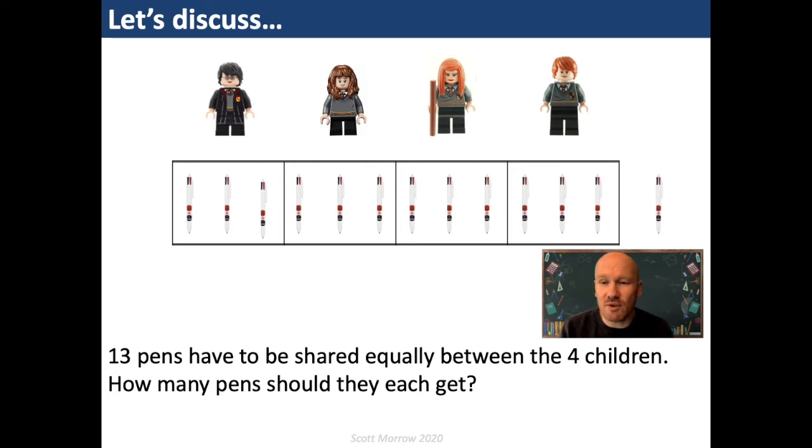We can do something with it. We can put it back in the box. We can give it to the teacher. We can give it to anyone else. But what we can't do is give that to one of the 4 children because then we wouldn't have equal amounts. So therefore, the answer to this problem is that they would get 3 pens each and there's 1 spare.